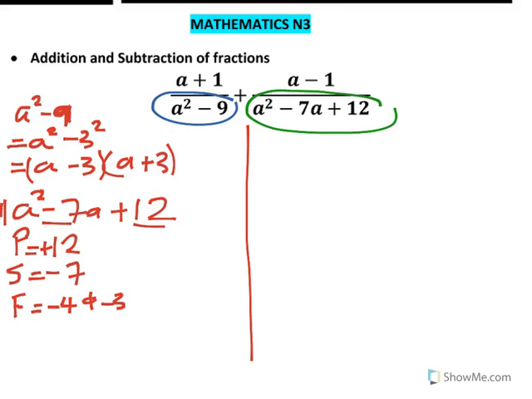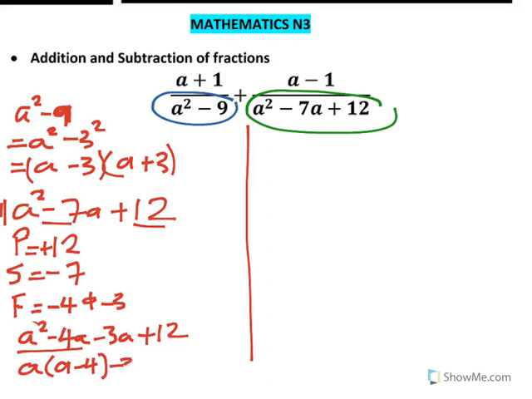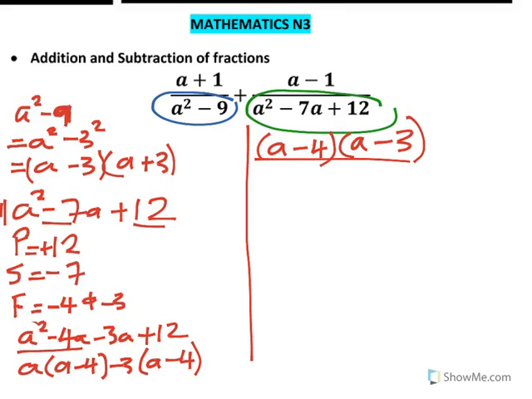Now you're going to rewrite it as a squared. Instead of writing minus 7a, it's now minus 4a minus 3a plus 12. You factorize the first two, you'll have a outside, which is a minus 4, minus 3, a minus 4. If you now find the full solution, it will be a minus 4 and a minus 3. This is the solution of a squared minus 7a plus 12 when you factorize.